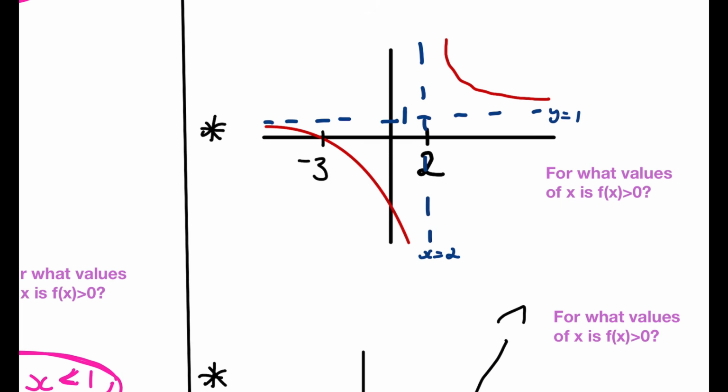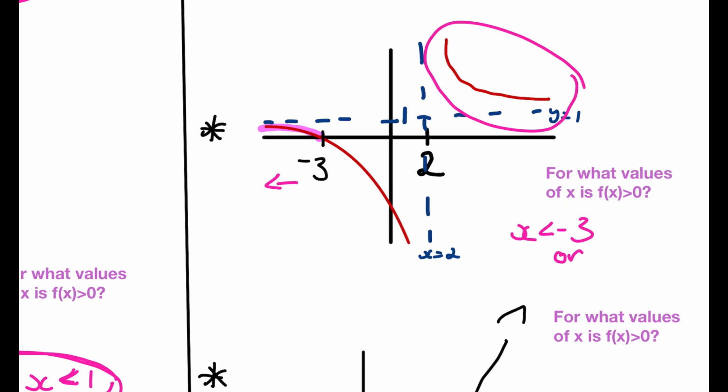Which part of this guy is above the x-axis? Because remember, this means where's the graph above the x-axis? Well, this little guy seems to be above the x-axis here. And remember, that's all values of x that are to the left of minus 3. So one of our answers is x less than minus 3. The rest of this half is below the x-axis, which is not what we're interested in.